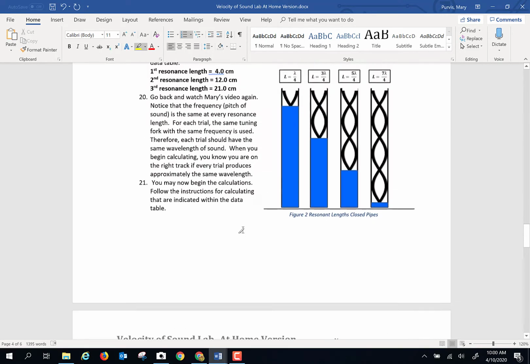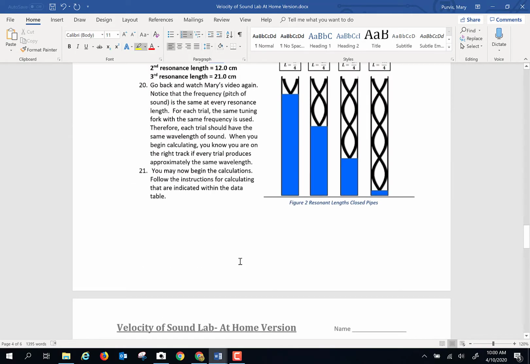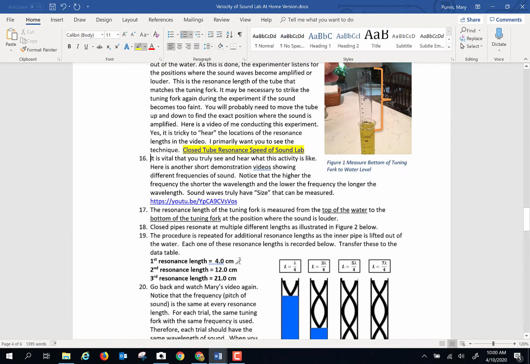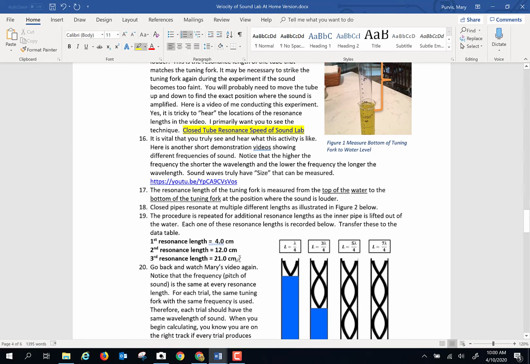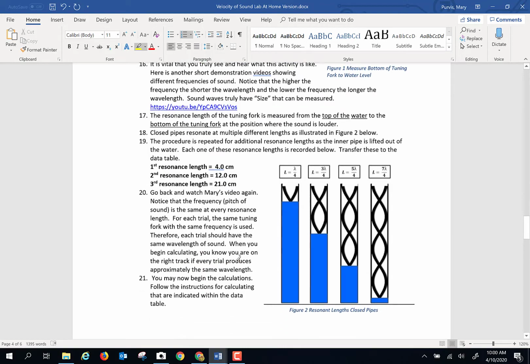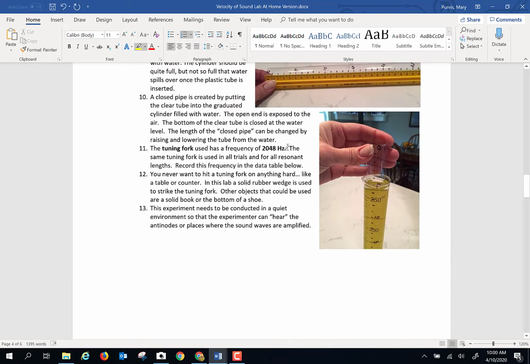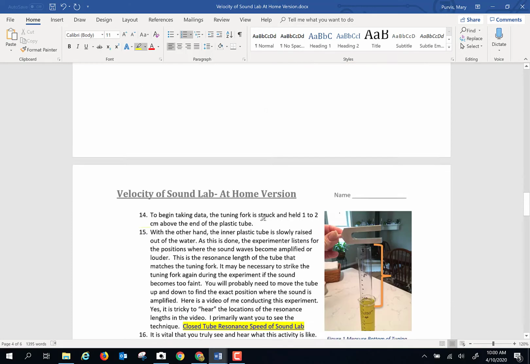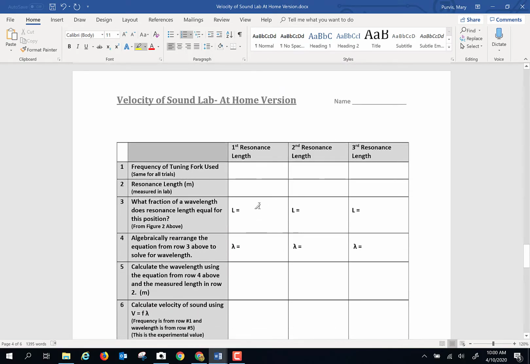Plug those numbers back into here. You're going to need the frequency of the fork. The frequency of the tuning fork used is, I have that somewhere. I better have that somewhere. Where is the frequency of the fork? There we go, 2048 hertz. You're going to plug that information into the data table. The resonance length is what is given earlier in the lab. The frequency is given earlier in the lab.